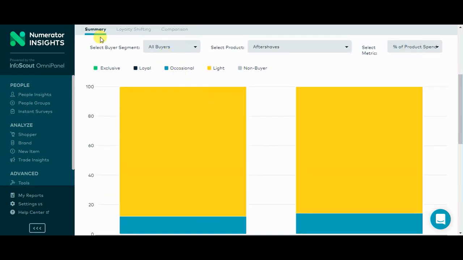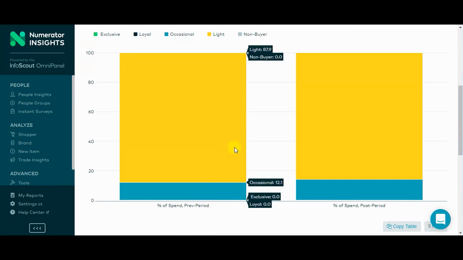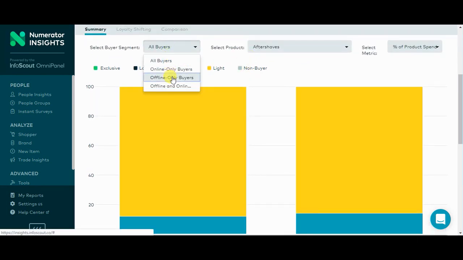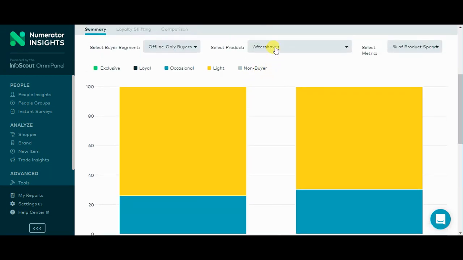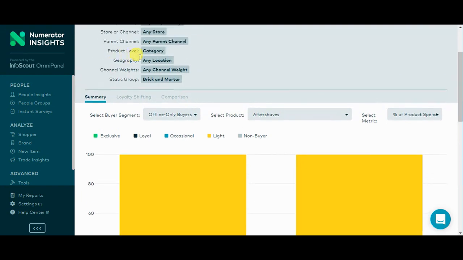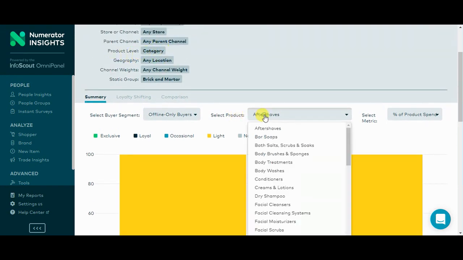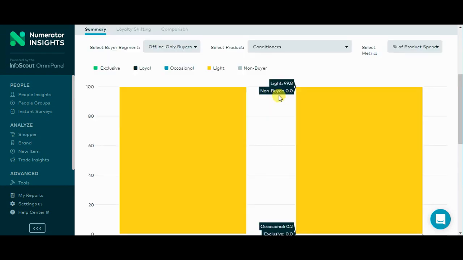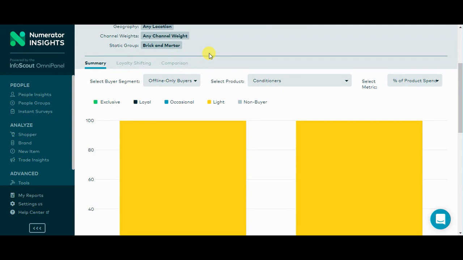So again, we have this summary tab here. We can see if people are occasional or light buyers. We can change this to say offline only, and then we can actually select the category here. So whatever you put in this advanced option here is going to determine what's in this product drop down here. And by the way, this was at any store, not at PetSmart. So that's the difference of running it in those two different ways. Of course, there's multiple ways to run this beyond just these two, but hopefully this gives you a good example of different ways to run this report and then how to read it.